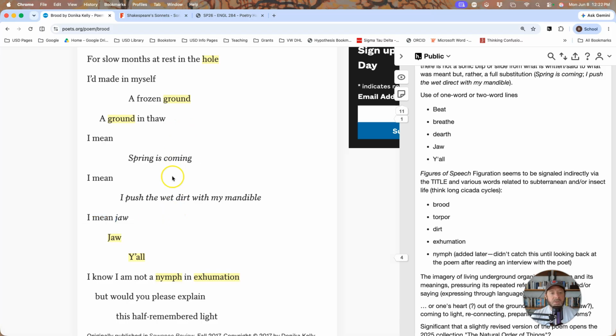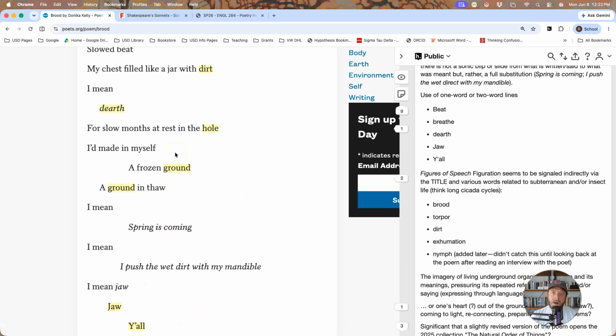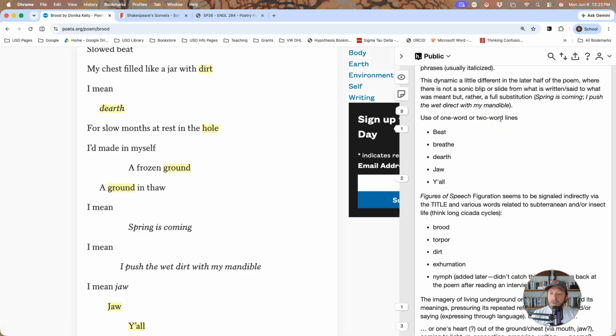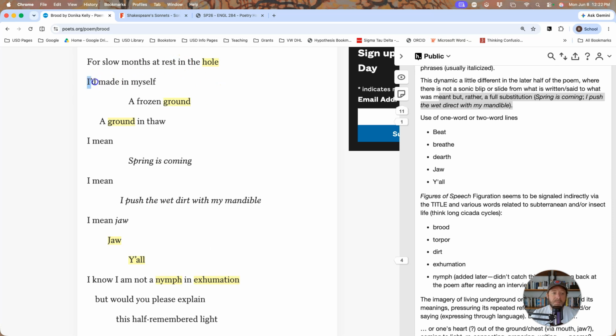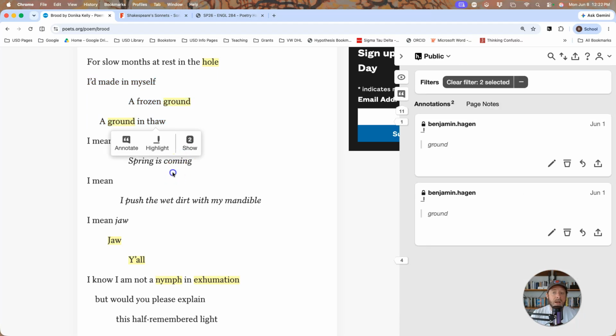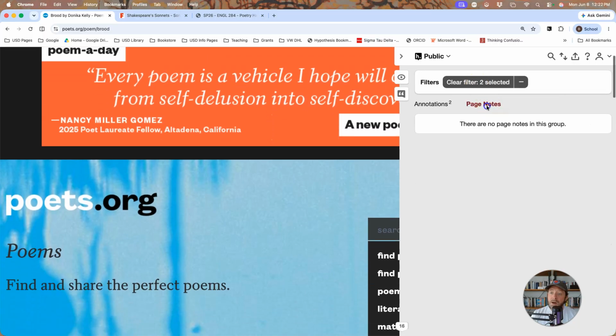"I mean." And each of these rephrasings, it's a little unclear what they are meant to be replacing or what they are meant to be affecting or amplifying. And so, whereas earlier you have a kind of sonic blip or slide connecting those things, you have instead a sort of full substitution here, right? "For months at rest in the hole, I'd made in myself a frozen ground, a ground in thaw. I mean, spring is coming." It's just kind of unclear, you know.